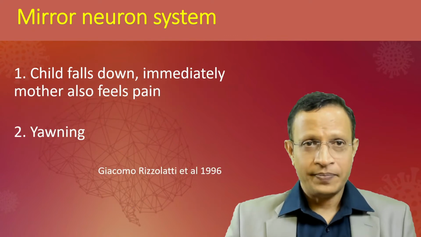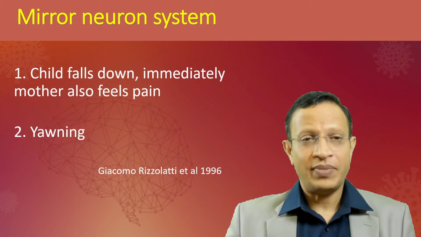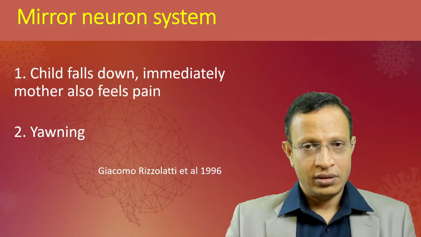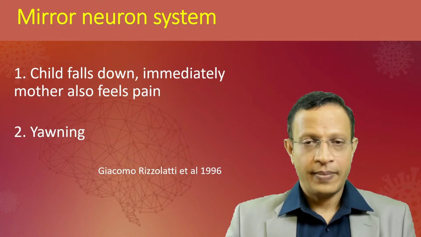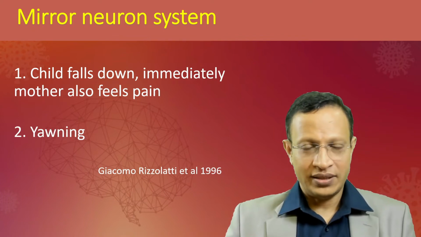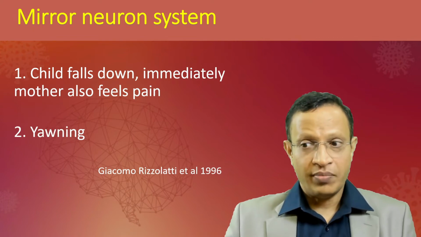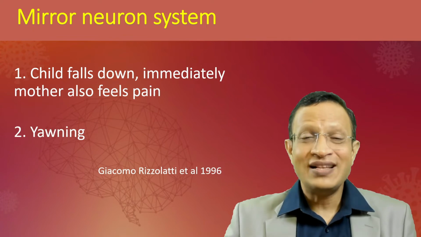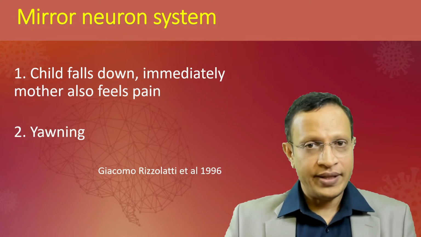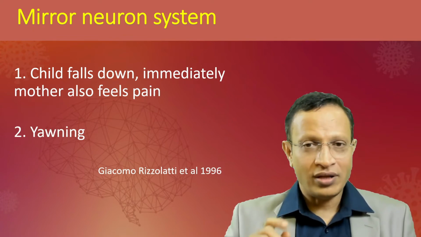So, to understand, we need to have examples. The example I can give you is, imagine a child who is 1 year old, who is bonded with the mother. The child is playing and suddenly falls down. And once the mother sees it, even the mother feels the same pain. That means here the mirror neurons are activated in the mother.